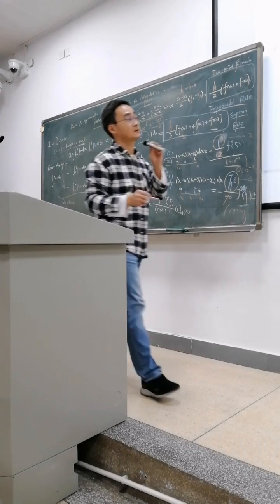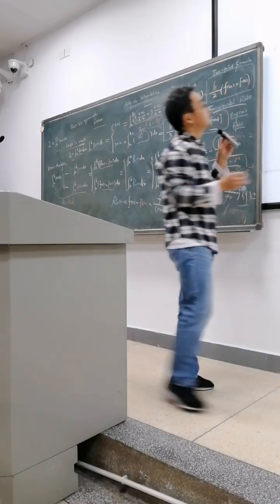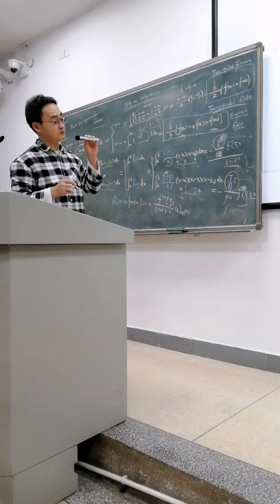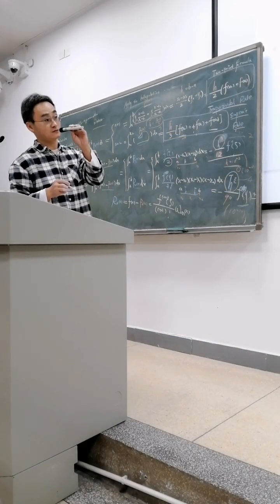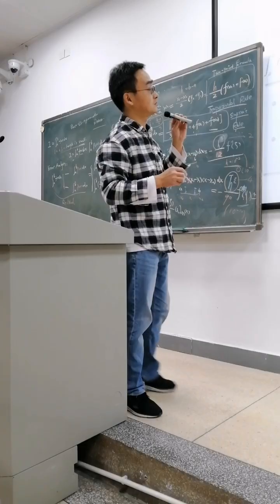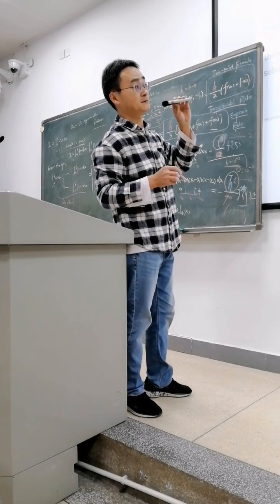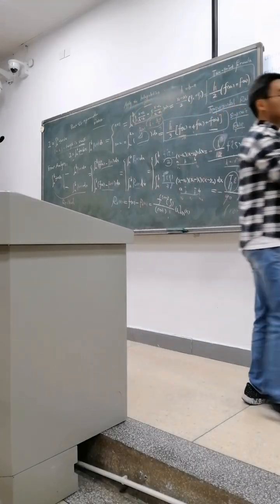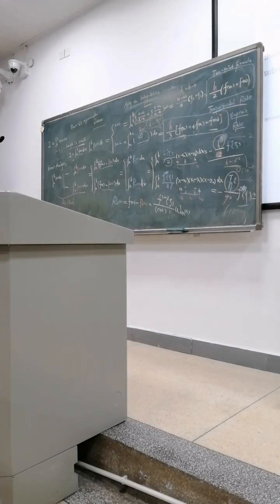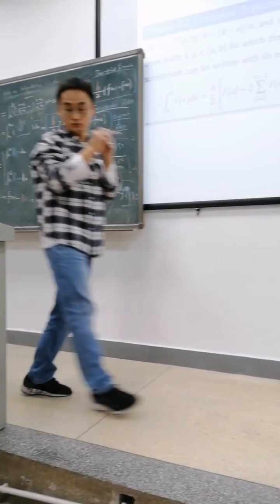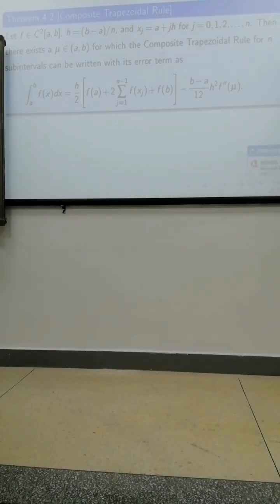So this is the error analysis, or the residue, for the trapezoidal rule. For the composite Simpson rule, here is h to the 4th. For the composite trapezoidal rule, the error is h squared. So this is the remainder term we have here. We just did a very simple analysis.